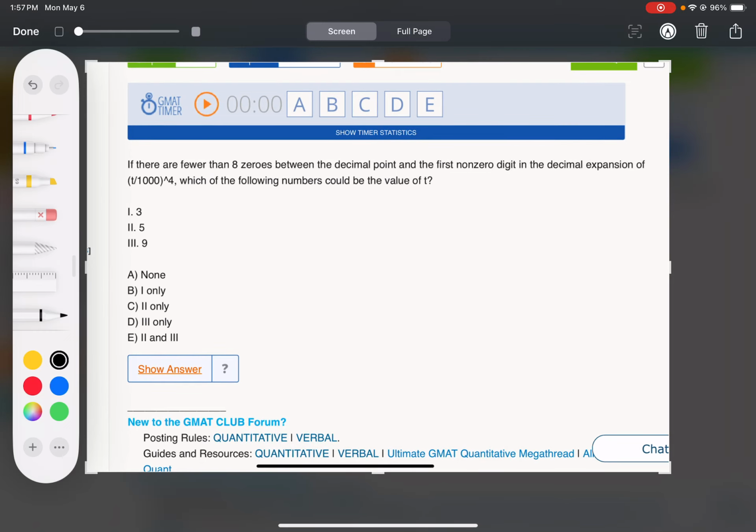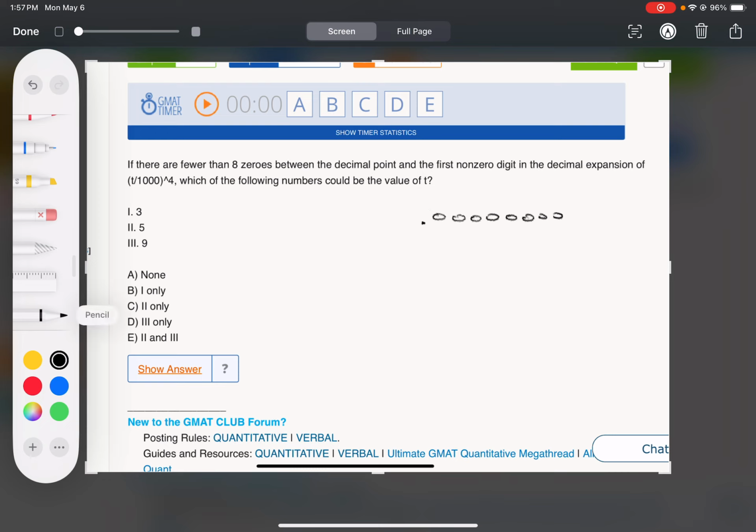Okay, good one here. We need fewer than 8 zeros between the decimal point and the first non-zero digit. So that means that we need 0.00000000, and then like 125 or something like that. This would be 8 zeros between the decimal and the first non-zero spot.